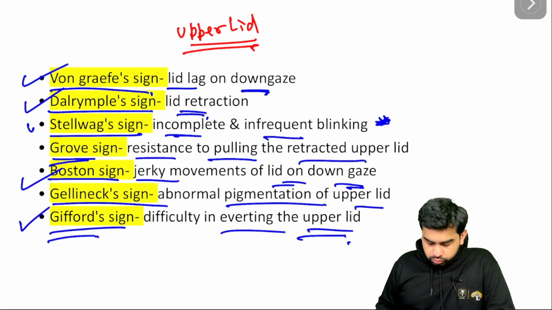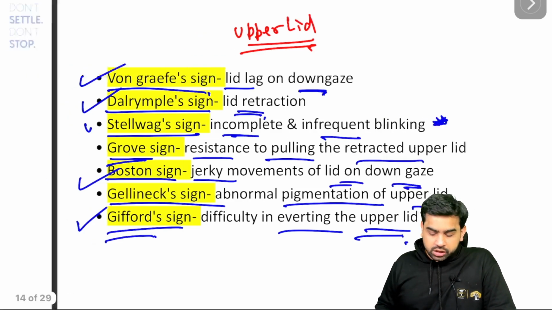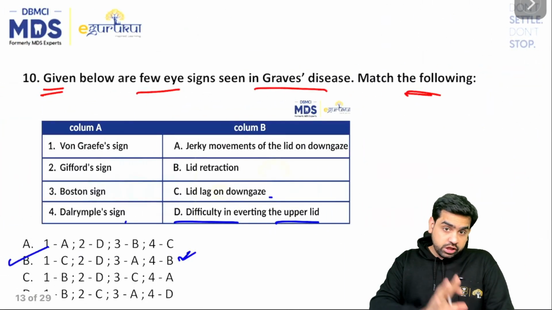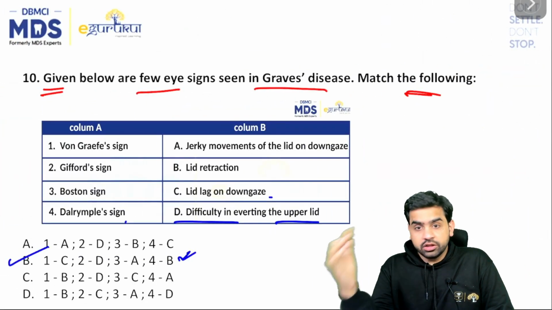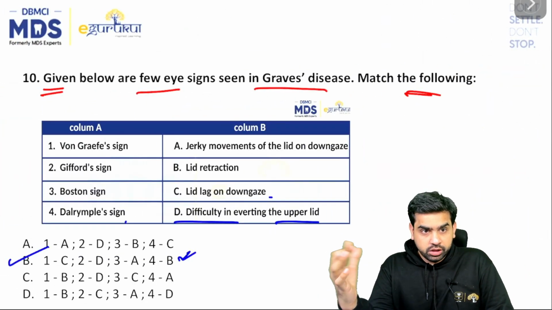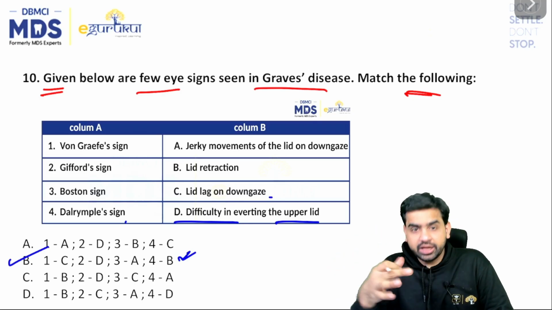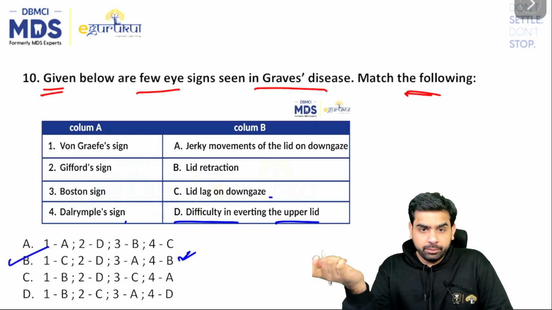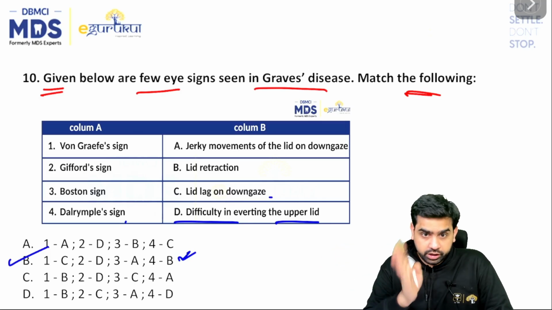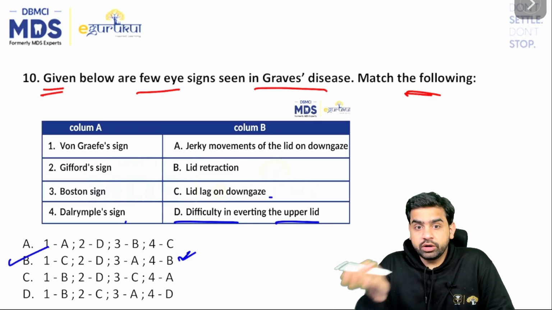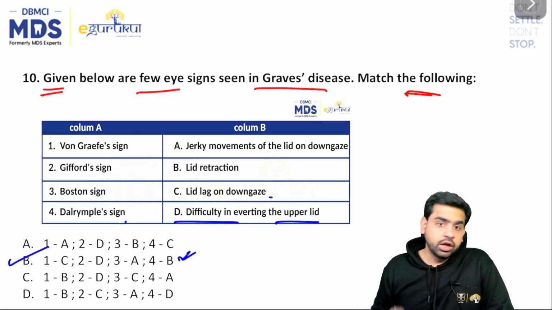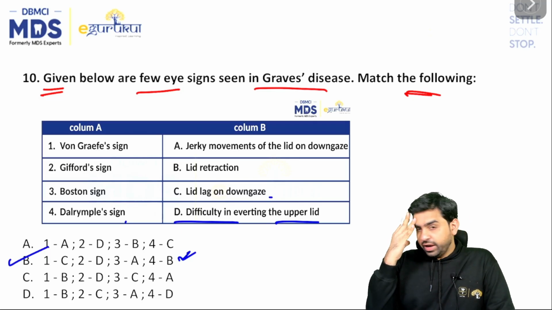Okay, so this is what is happening in Graves' disease. The thing which basically distinguishes Graves' disease from the other causes of hyperthyroidism is that in Graves' disease, along with the hyperthyroidism, you also get ophthalmopathy and dermopathy. But in the other hyperthyroidisms, you do not get that. So this is what distinguishes Graves' disease from the other causes of hyperthyroidism.